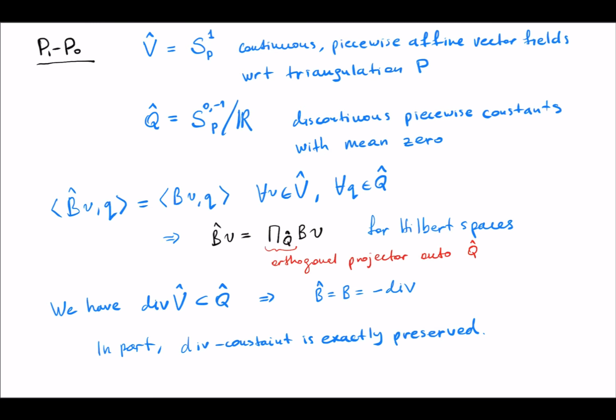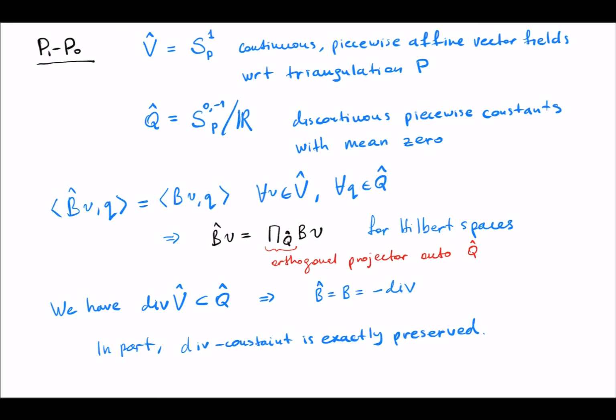In this case, our V hat, the discrete space for the velocity, is just globally continuous piecewise affine vector fields with respect to some triangulation. Of course, we have zero boundary condition. So it's just the usual finite element, except that it's vector valued. It's Lagrange finite element with vector values. And the pressure space in this case is now discontinuous piecewise constants with mean zero. So that means that the degrees of freedom will be over the triangles here. And for the velocity space, the degrees of freedom will be over the vertices of the triangles.